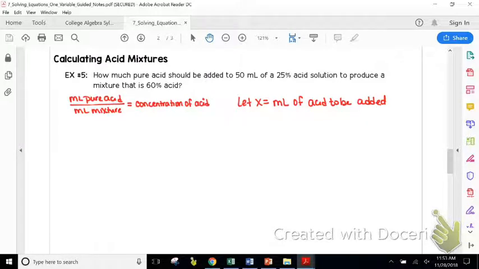All right, so I need to know the milliliters that are in the mixture here. Well, there's 50 milliliters total, but only 25% of that is the acid, right? So if we're trying to find the top part of that fraction, the pure acid, I need 25% of the 50. So let's do this. I'm going to write it over here, show my work, and then I'll put it over there.